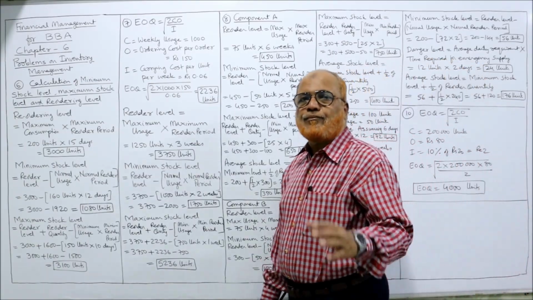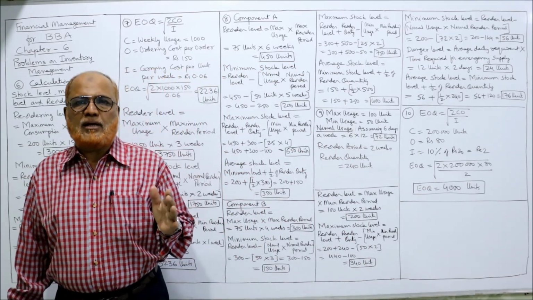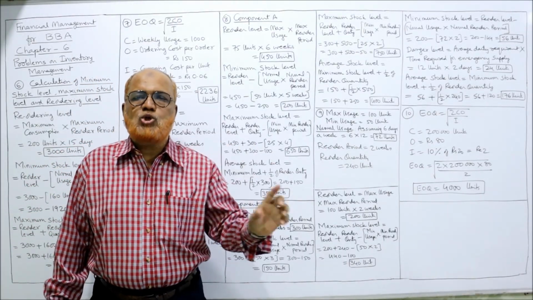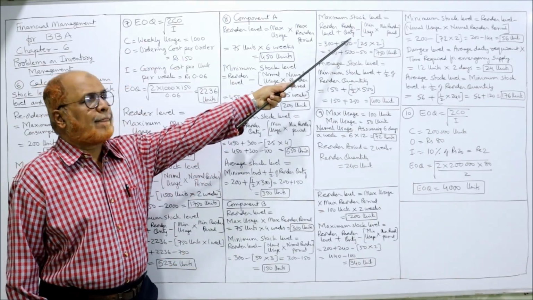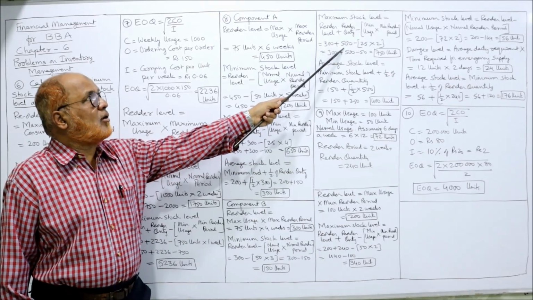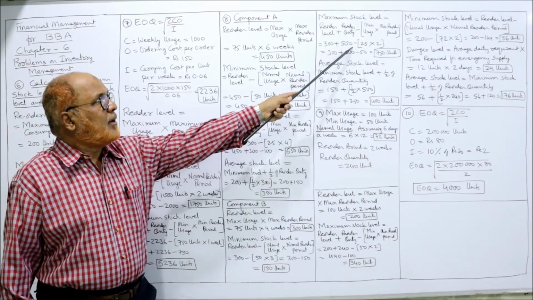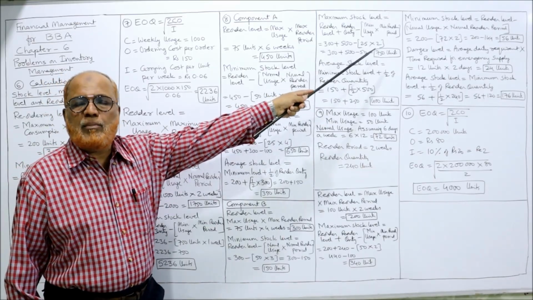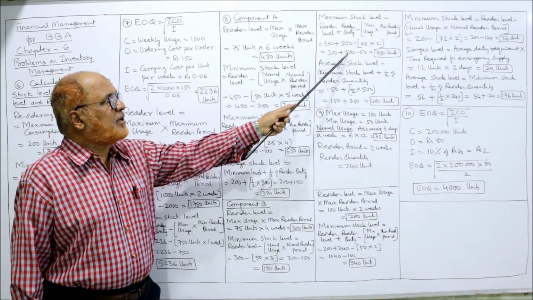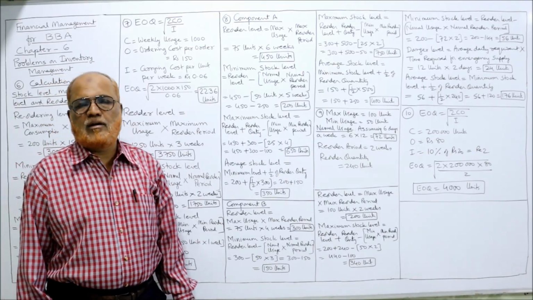Maximum stock level: reorder level plus reorder quantity minus, in bracket you should take, minimum usage into minimum reorder period here. So reorder level 300 units, and 500 is the reorder quantity for component B, given in the problem. Minus minimum usage 25 and minimum reorder period is 2 weeks. So 25 into 2 is 50. 300 plus 500 minus 50, 750 units is the maximum stock level.